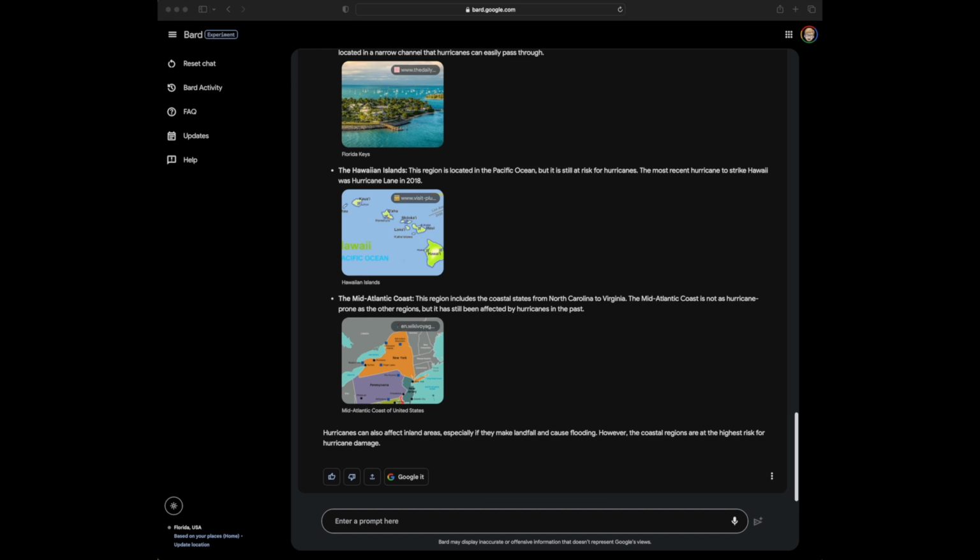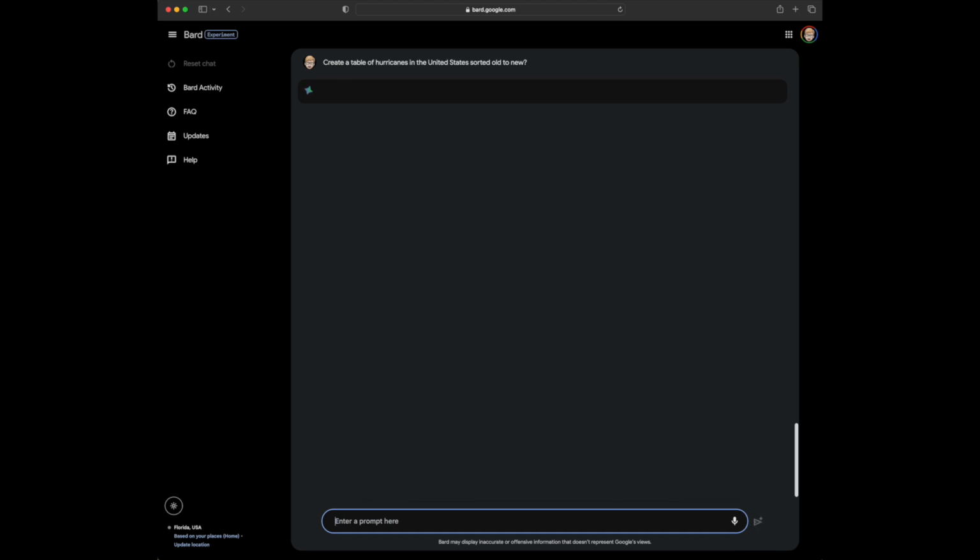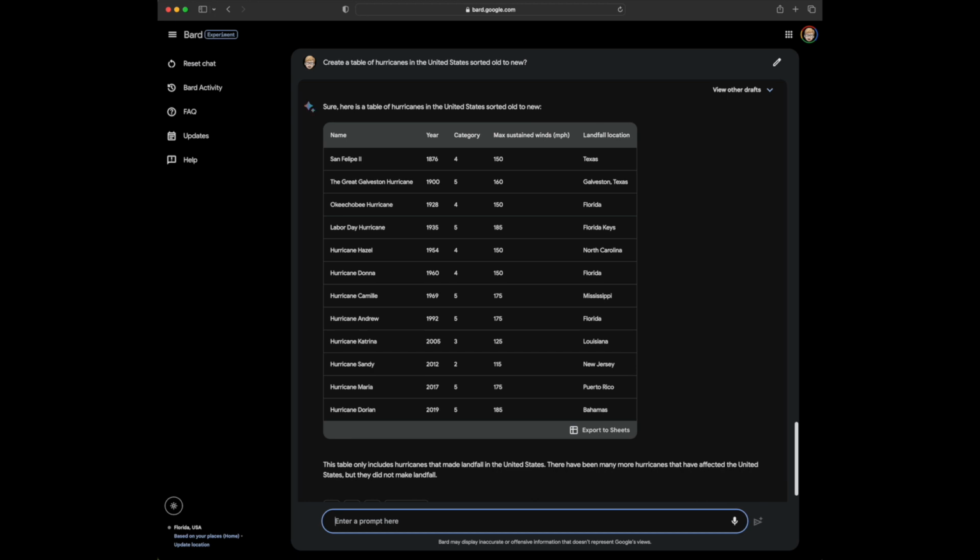That is very interesting how they break it up into zones. So I'm going to ask Bard to create a table of hurricanes in the United States sorted old to new. So let's see if we can get a history of hurricanes. So creating a table, so it's got the name of the hurricane, the year, the category, the max sustained winds and the landfall. Excellent. Bard created an excellent table.